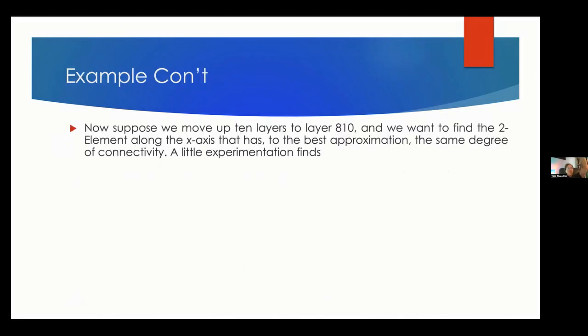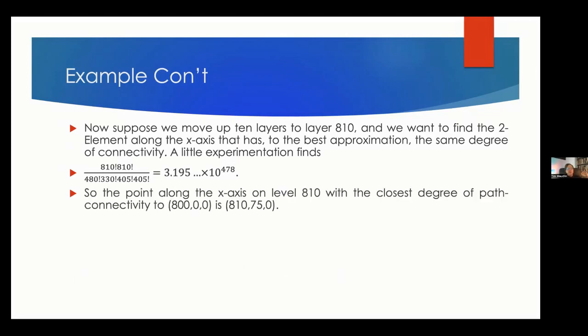Now, suppose I go 10 more levels up to layer 810, and I want to know where I have to move out from the center to get down to that connectivity, because the connectivity is going up along the center. How far out do I have to move along the x-axis? Well, you just fool around with it and you find the best approximation you can get is this one where I go out 75 units, and there I now have 3.1 times 10 to the 478. So the path connectivity from 800, 0 to 810, 75 is essentially the same.